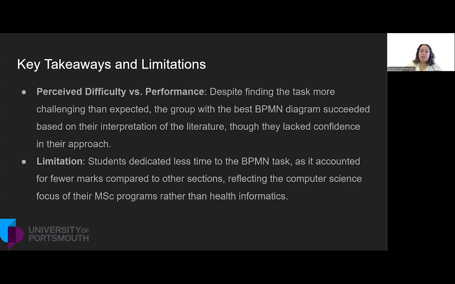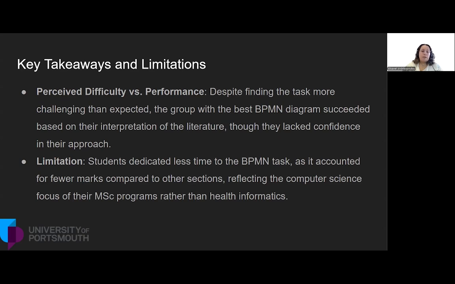Well, the students found the task far harder than they expected. One limitation to note here is that the BPMN section of the task didn't carry as many marks as the other sections of the assignment. This meant that students, understandably, didn't spend as much time on it as they might have otherwise. After all, their MSc projects are in computer science, not health informatics.